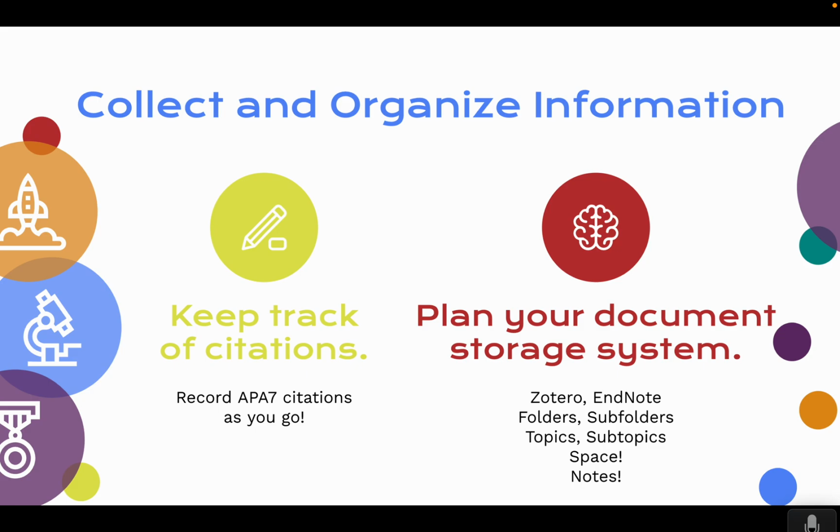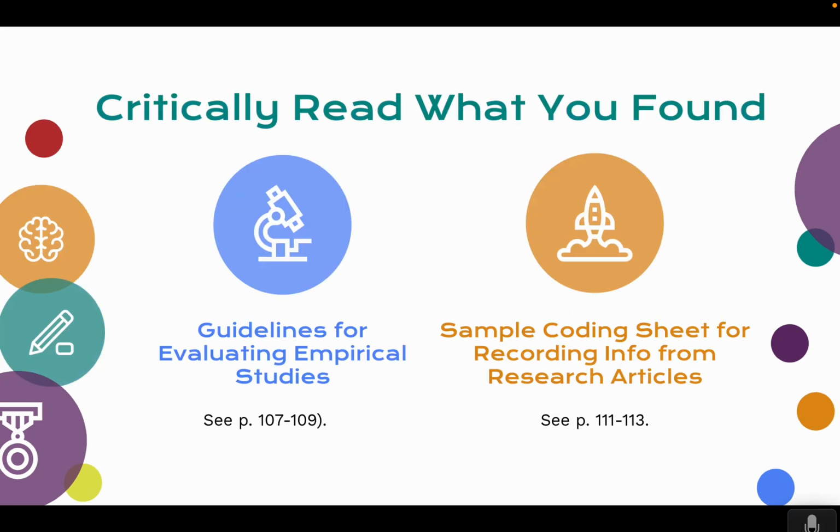EndNote is another reference manager software program mentioned by the authors that allows you to organize citations and format them in many different styles, including APA 7. Like Zotero, EndNote allows you to work collaboratively with your research partners to share the info you're collecting and organizing. Be sure to allow in advance for how much storage space you'll need for all of your sources and documentation, including your own notes on the sources you're collecting.